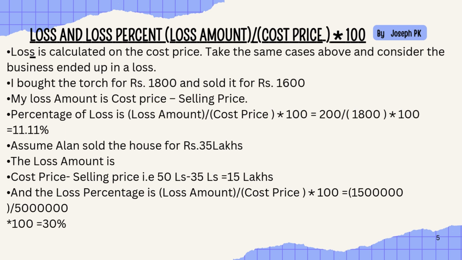The loss amount is cost price minus selling price, that is 50 lakhs minus 35 lakhs, which is equal to 15 lakhs. And the loss percentage is loss amount divided by cost price into 100, which is equal to 15 lakh divided by 50 lakhs into 100, which is equal to 30%.